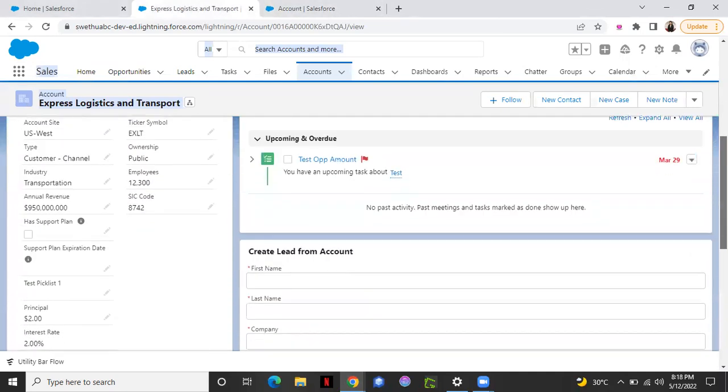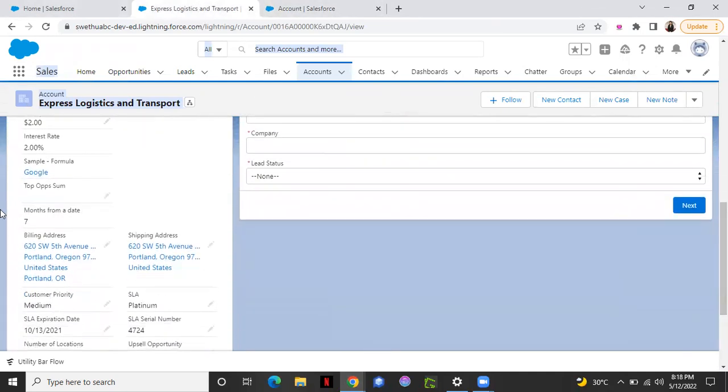Yep, this 7 value. So this is how we calculate months from a specific date field. If you need number of months from that specific date field, you can achieve it using this kind of formula.